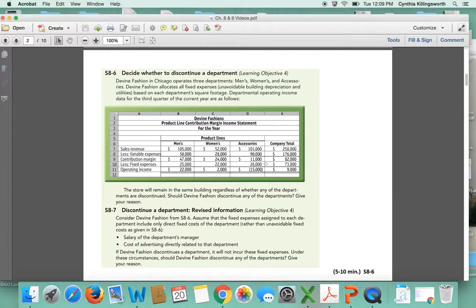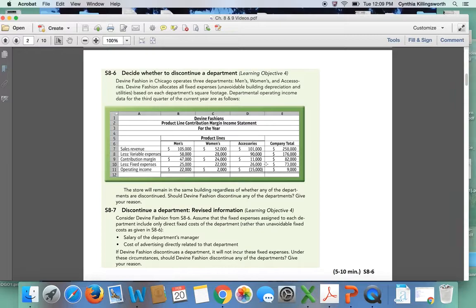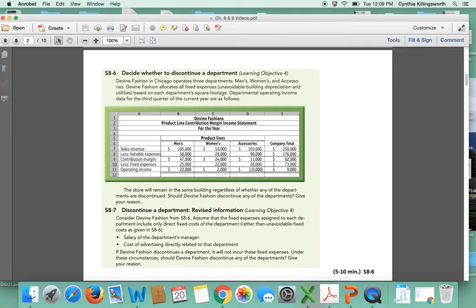because if we did get rid of this department, we would get rid of that $26,000. So that is a relevant cost for our decision making. And if we got rid of this department, we would save $15,000 in that situation. And so it would be a good decision to close down the accessories department.